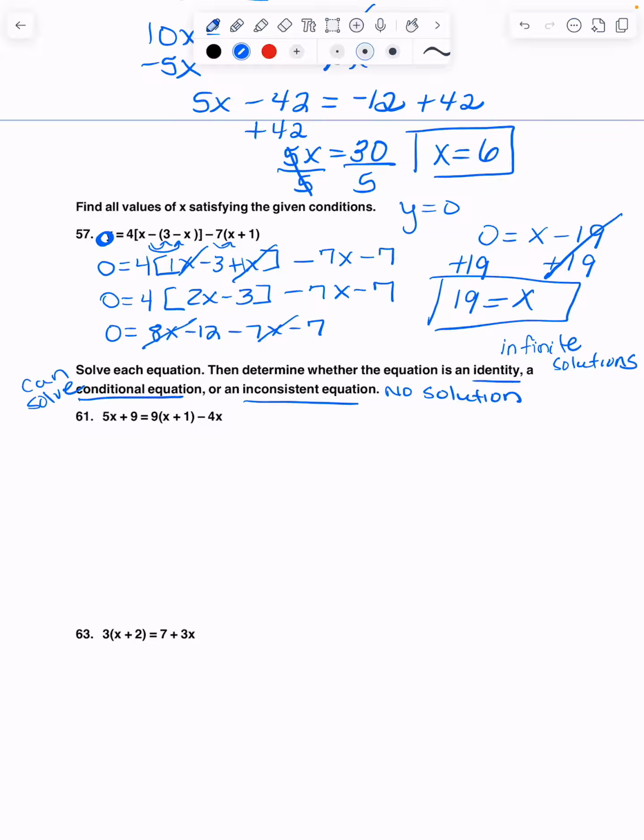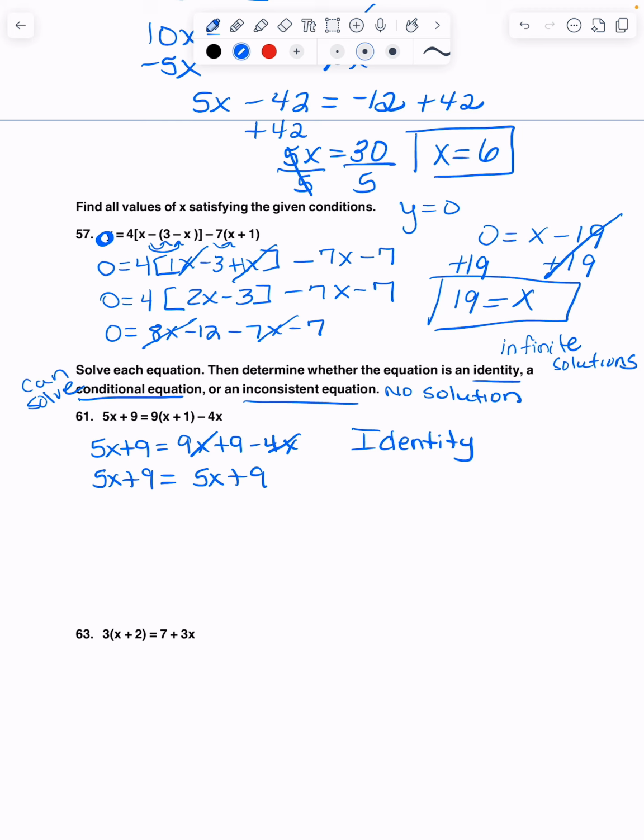So let's try to solve 61. On the right side, let's distribute. 9x and a minus 4x gives me 5x. When I stop right here, I see that the left side is identical to the right side. This actually represents an identity equation. Whatever number I plug in for x would make both the left and the right side equal.